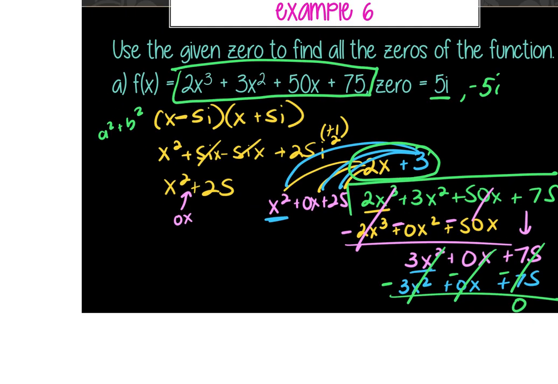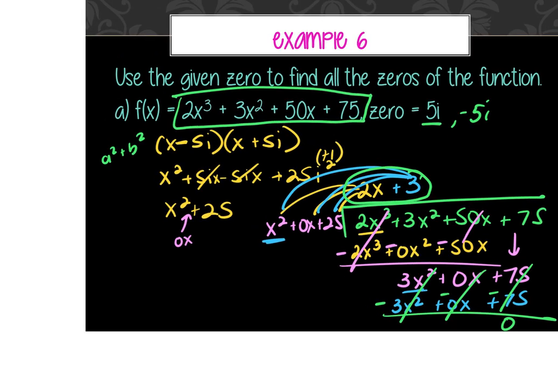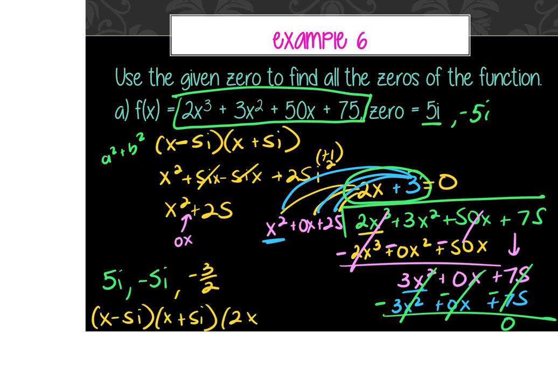So my 3 zeros here are 5i, negative 5i, and what I'd get by setting my quotient equal to 0, which is negative 3/2. If it wanted it in full linear factors, it'd be x minus 5i, x plus 5i, and 2x plus 3, sorry, plus 3. I set my last factor equal to 0, so the quotient equal to 0.